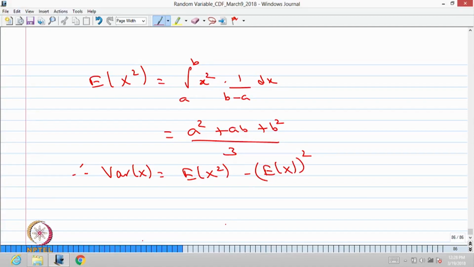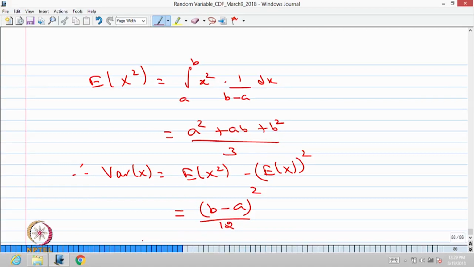This is not the only way. You can go for variance of x is equal to expectation of x minus mean the whole square. So, you can compute that expectation also, or you can find the E of x square and then use this formula to get the variance. If you substitute the value of E of x square, that is a square plus ab plus b square by 3, and E of x is a plus b divided by 2 and the whole square, after simplification, you can get b minus a the whole square divided by 12.